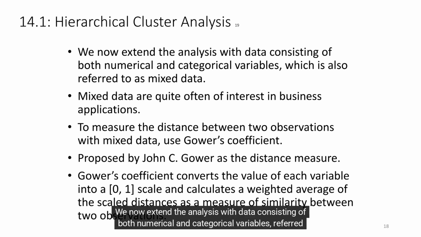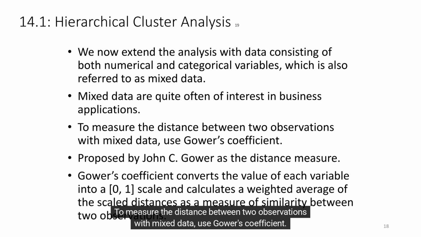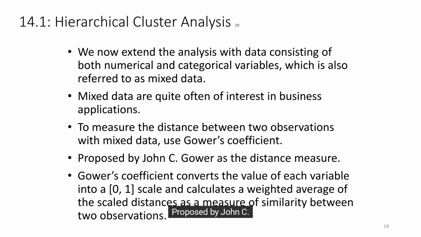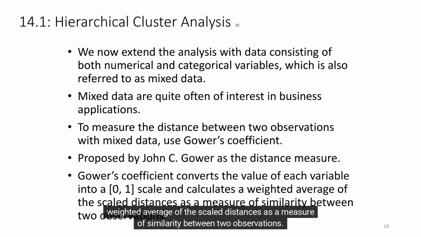We now extend the analysis with data consisting of both numerical and categorical variables, referred to as mixed data. Mixed data are often of interest in business applications. To measure the distance between 2 observations with mixed data, use Gower's coefficient. Proposed by John C. Gower, this distance measure converts the value of each variable into a 0-1 scale and calculates a weighted average of the scaled distances as a measure of similarity between 2 observations.